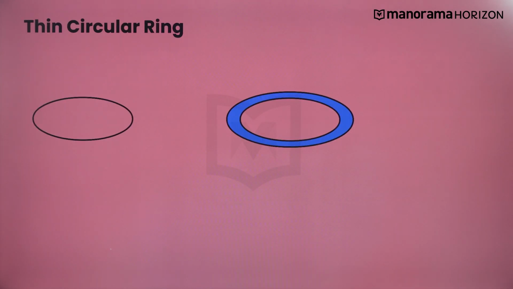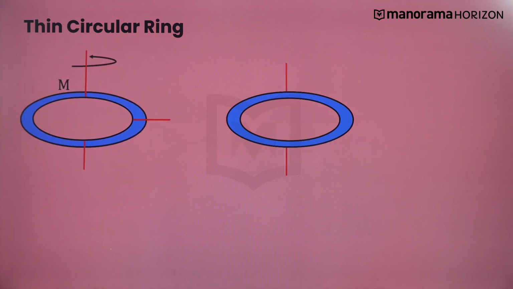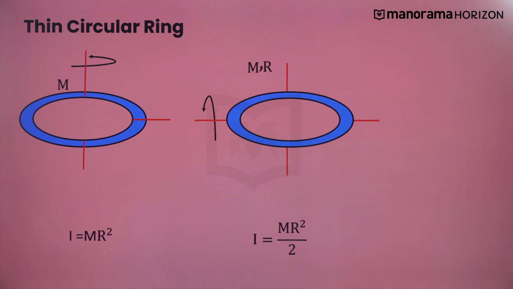So here we have a thin circular ring. And as you can see, this ring can be rotated along two separate axes, and these two different axes will have different moments of inertia. So in the first case, the moment of inertia is simply I is equal to mr square. In this case, the axis of rotation is perpendicular to the plane of the disk. In the second case, the axis of rotation is passing through the plane of the disk. So you can think of the disk as rotating edgewise, and in this case, the moment of inertia is equal to mr square divided by 2.